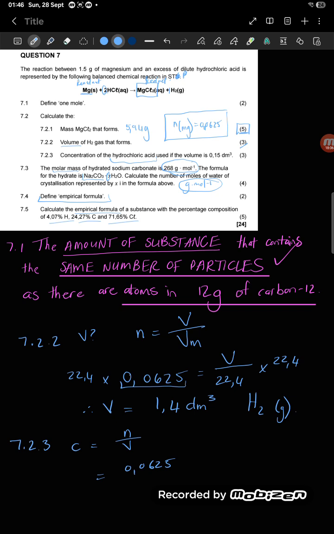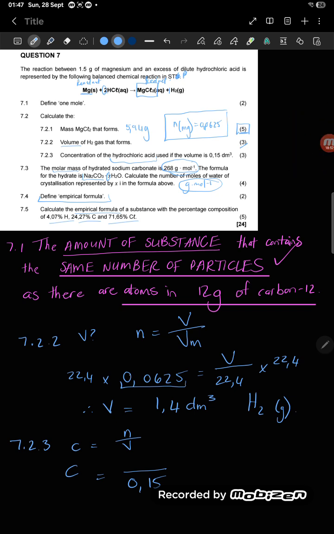Let's not do that, because I need to read this properly. Concentration of hydrochloric acid used, with a volume of 0.15 cubic decimeters. Okay, so concentration is going to be 0.15. Now, concentration of hydrochloric acid used if the volume is this. Did I change my volume at all? Let me quickly look at this a little bit more.